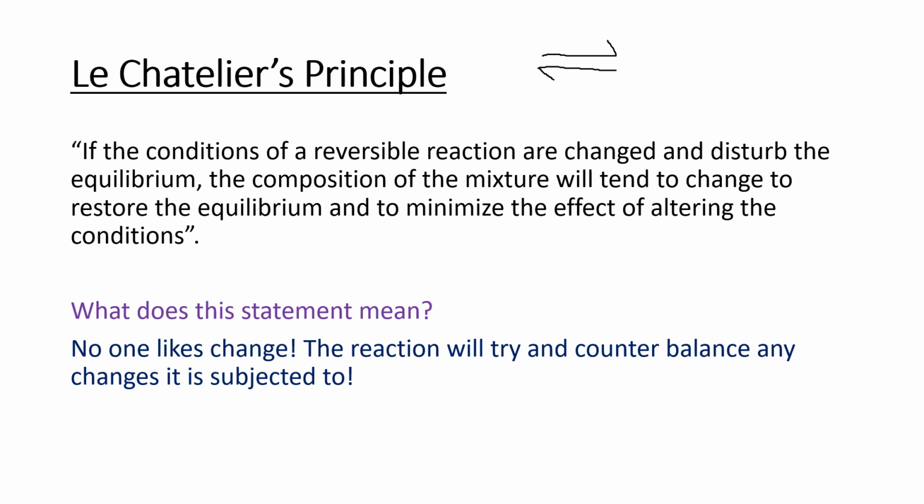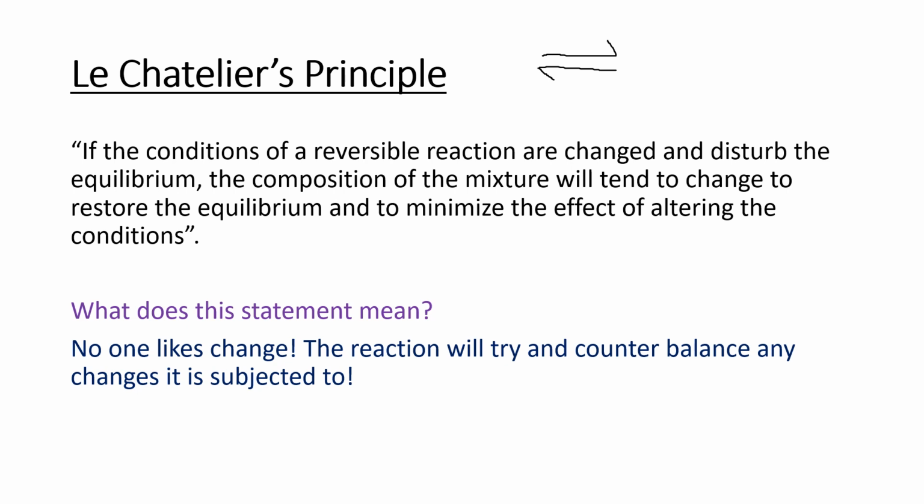So once a reaction has reached equilibrium, we can change the position of equilibrium. And Le Chatelier's principle goes as follows. If the conditions of a reversible reaction are changed and they disturb the equilibrium, the composition of the mixture will tend to change so as to restore the equilibrium and minimize the effect of altering the conditions. So in other words, whatever you do to a chemical reaction that's in equilibrium, it will try and undo the change that you've made to minimize the change. So the reaction will try and counterbalance any changes it's subjected to.